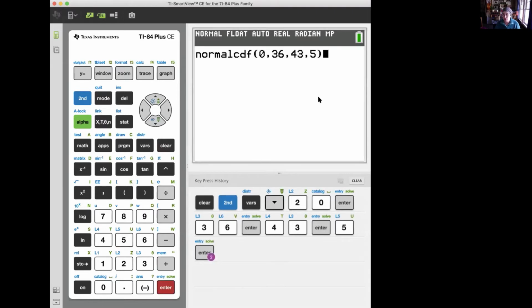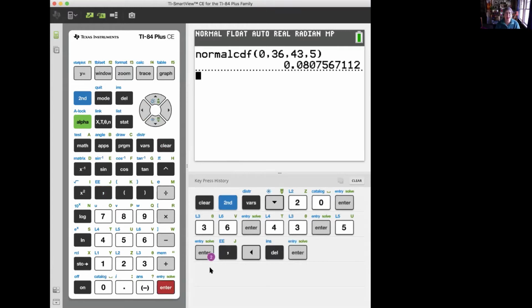And remember, those of you who don't get that menu in your calculator will have to enter these commas. These are commas, not decimal points. And the comma button is here, right above the 7. Okay, we're going to hit enter, but we get a 0.081. So let's do the next one.